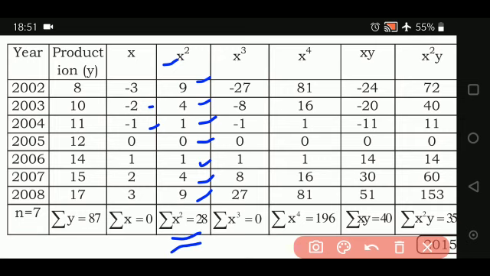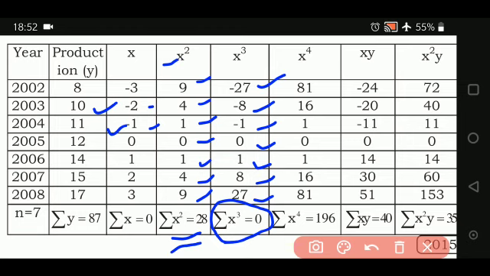X cube. -3 into -3 into -3: minus into minus is plus, then plus into minus is going to be a negative, and that's going to be -27. And this is -2 cubed, again negative, -8. Similarly for -1, it's going to be -1. For 2005, it's going to be 0. For 2006, it's going to be 1. For 2007, it's going to be 8. And for 2008, it will be 27. And summation x cube will be 0.